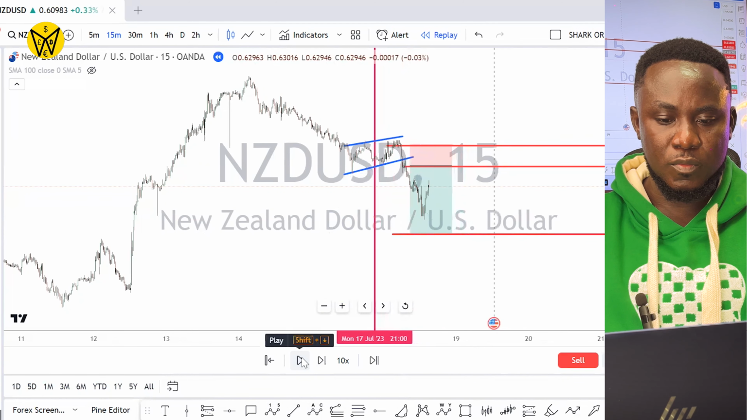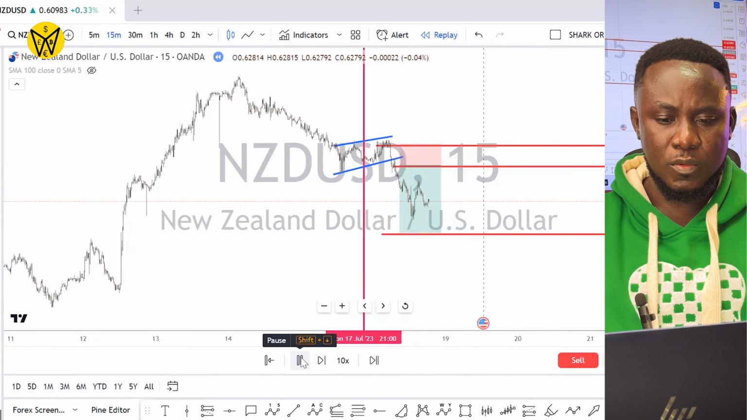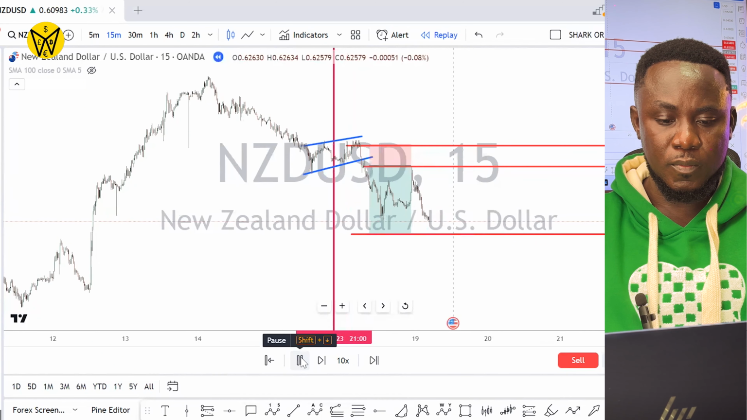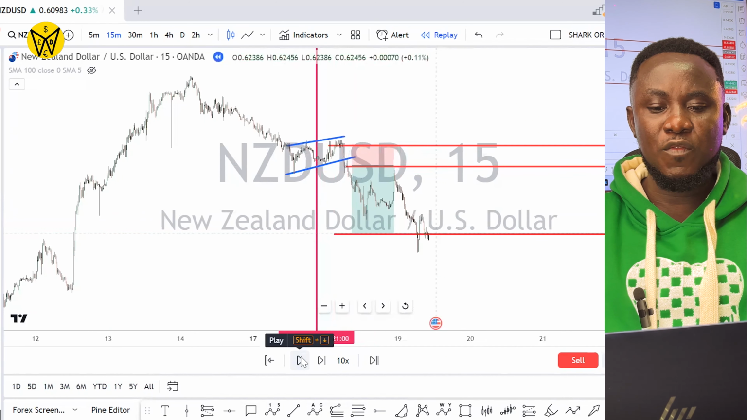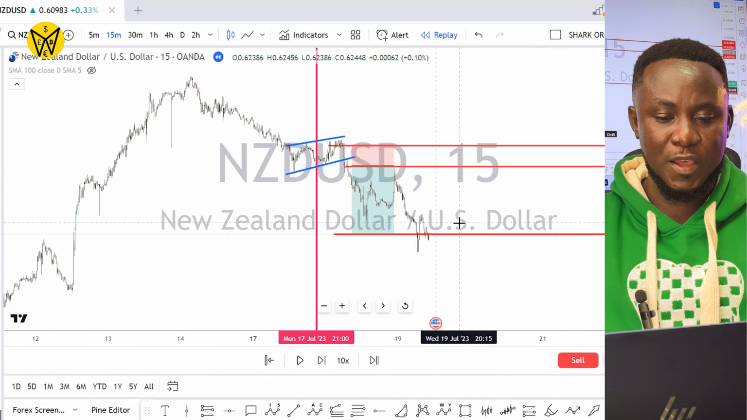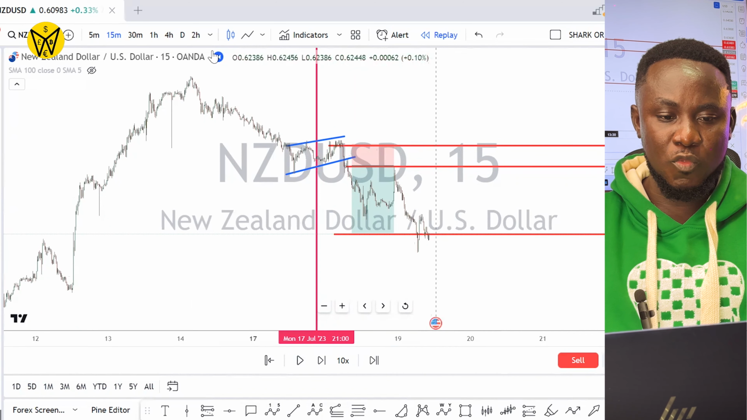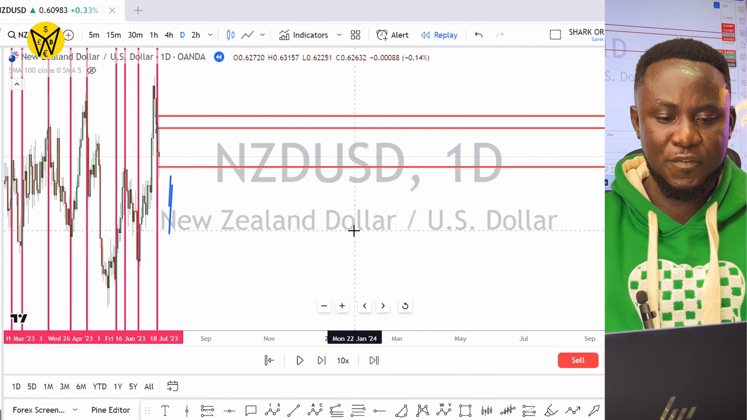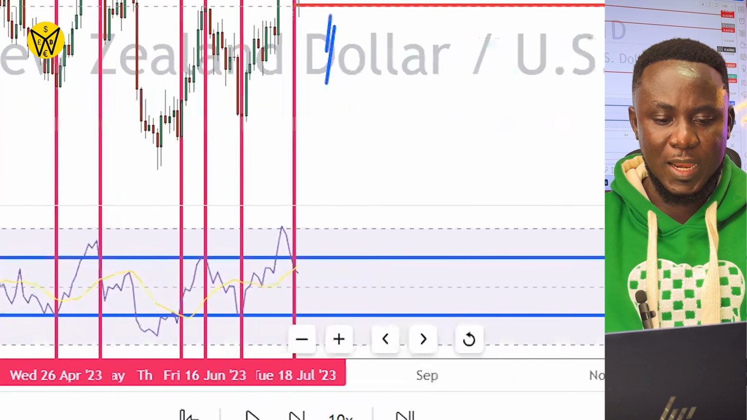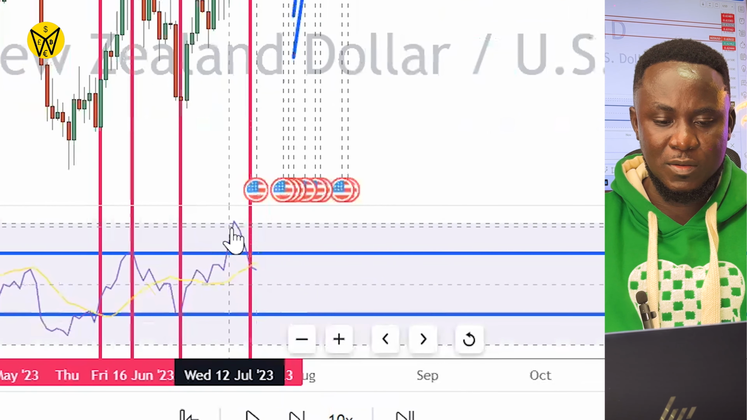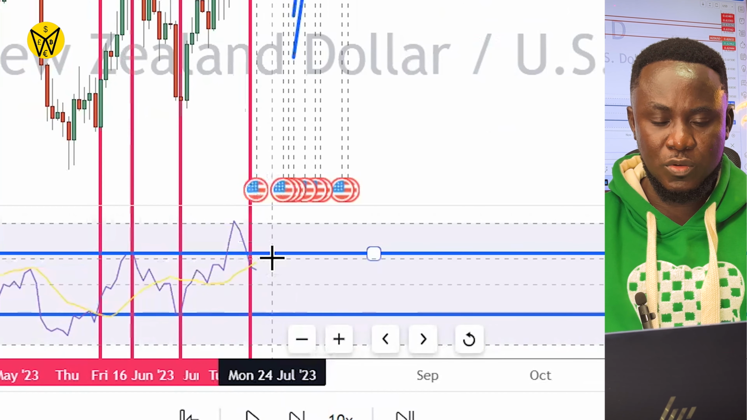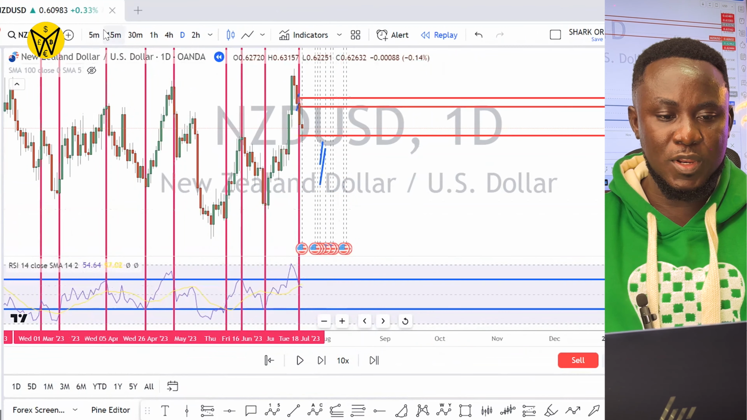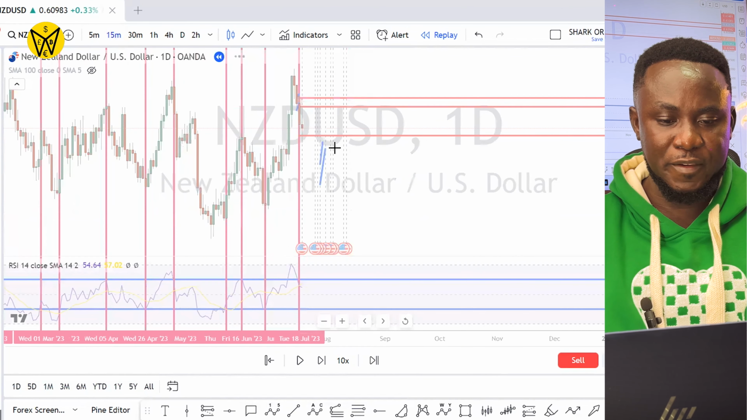So you can see over here that your take profit would have hit. Now, when you go to the daily time frame, look at what we have at the daily time frame. Look at the RSI. The RSI is still at the sell zone. Okay, so you still have more opportunities to sell on the market. So let's go back to the 15 minutes time frame.